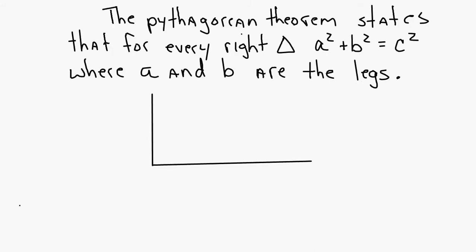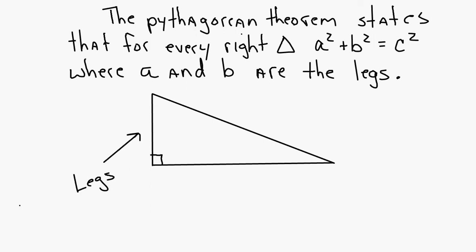In a right triangle, it's got three sides. It's a triangle. If it's a right triangle, it's got one 90-degree angle. The sides that make up the 90-degree angle, those are called legs. And those are always sides A and B. The side opposite the 90-degree angle is always side C, and it's the hypotenuse.